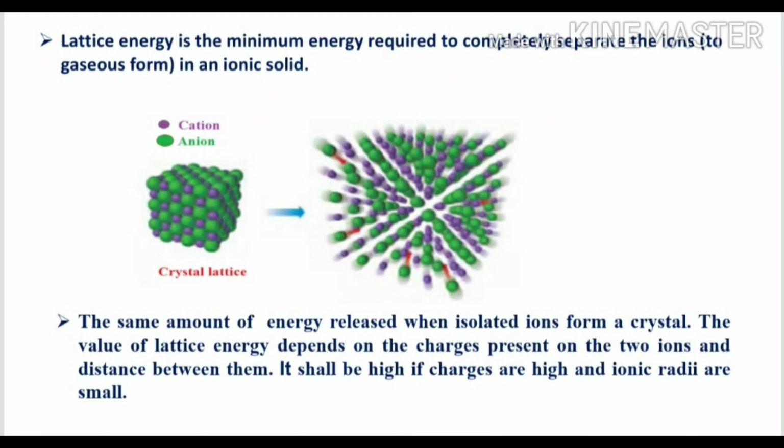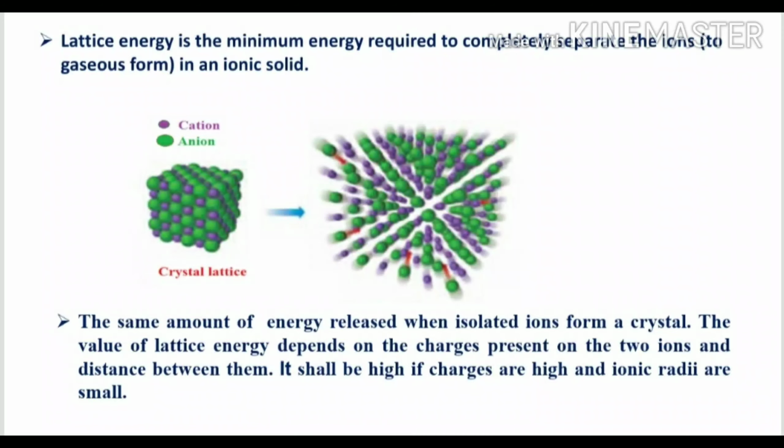The value of lattice energy depends on the charges present on the two ions, that is, the number of charges carried by the positive ions and the negative ions, and the distance between the cation and the anion. So it shall be high if charges are high and ionic radii are small. So we have to see some trends in the lattice energy.